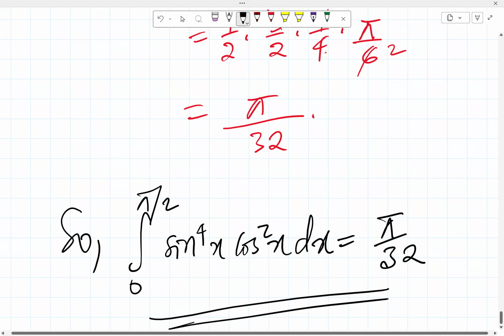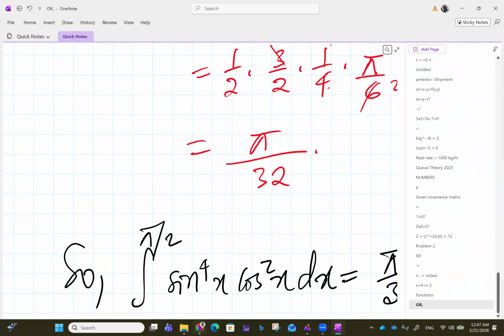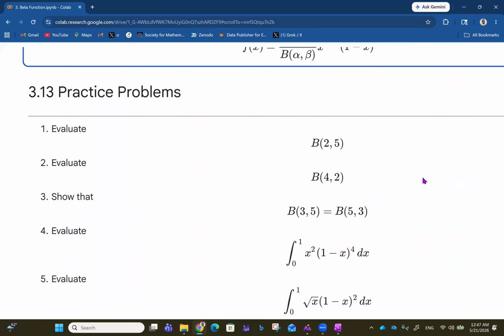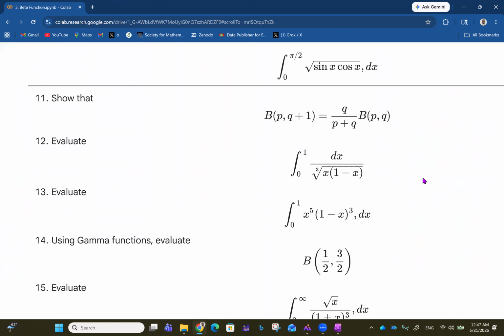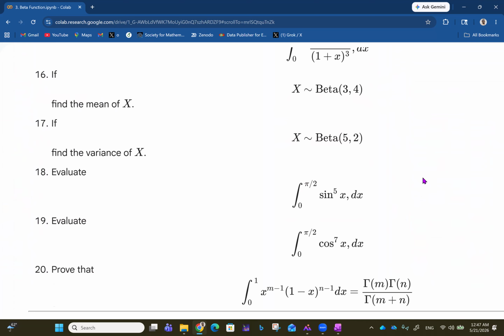So with that, we come to the end of this interesting video on beta function. It's pretty lengthy, but it's worth it. So you want to go step by step. Once again, I flashed the practice problems 1 to 5, 6 to 10, 11 to 15, and then 16 to 20. So with all of this in place, we are done with this video on beta function.